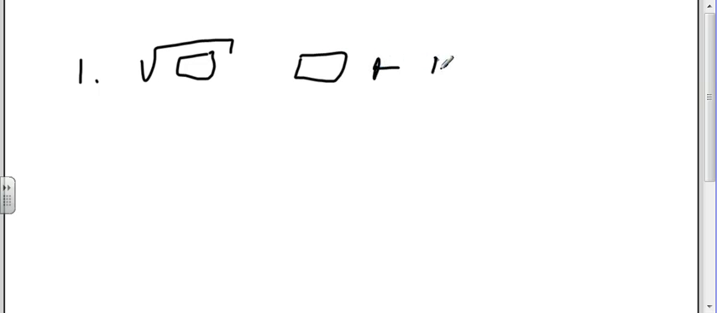All right, so we have some rules. And so we're simplifying square root quantities. The first rule is the quantity under the radical contains no perfect squares. So that guy there has no perfect squares.